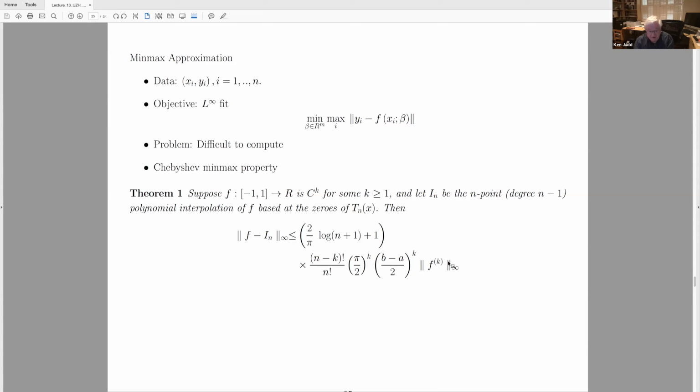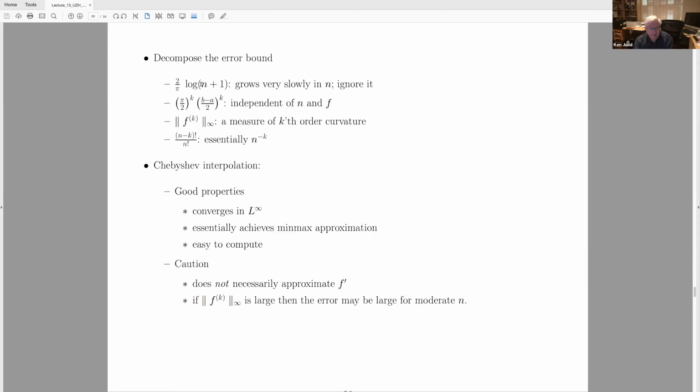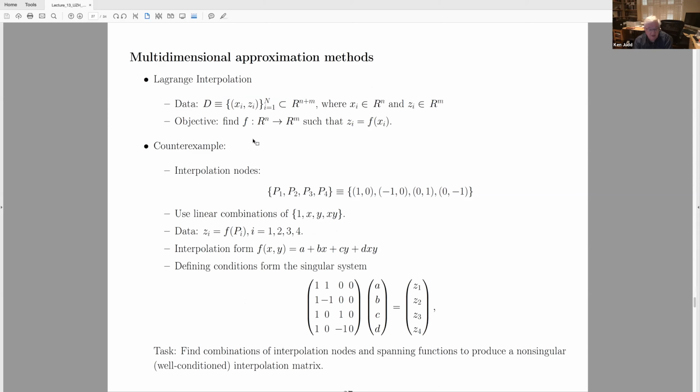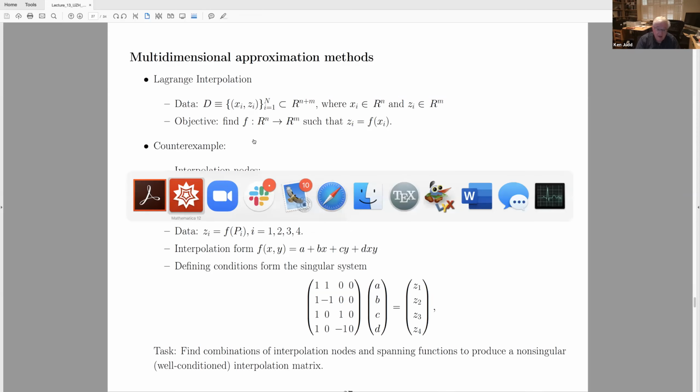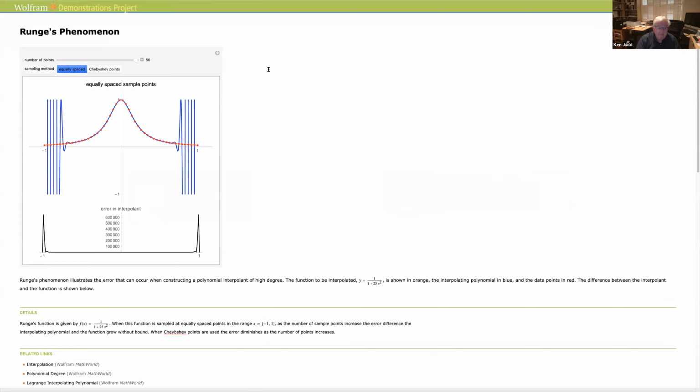And as I explain in the next slide, this term doesn't matter. This is independent of the function. This term is a measure of the kth order curvature. This is n to the minus k. And so you see how, for a fixed k, by increasing n, you can rapidly converge to the true function. So that's the nice feature of Chebyshev polynomials.